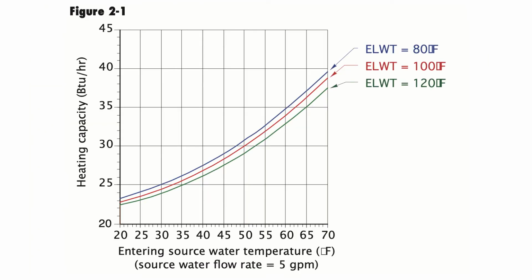Shown in Figure 2.1 is the heating capacity of a heat pump. The variables are the entering source water temperature from the ground, the loop, slinky field, whatever you happen to have, as well as the entering load water temperature from the actual connected load itself. You will note that the blue line has an 80-degree entering load water temperature, which has a fairly significantly higher ability to be able to put out heat for the same water temperature from the heat source itself.